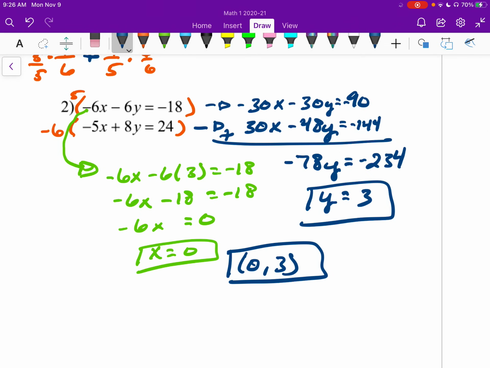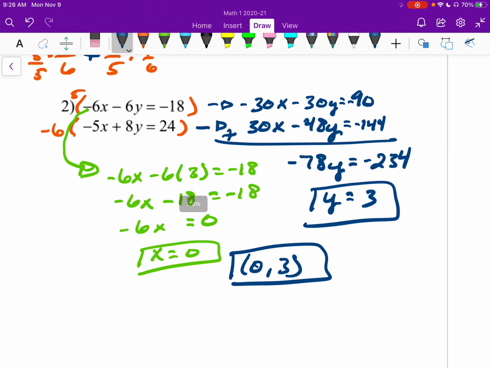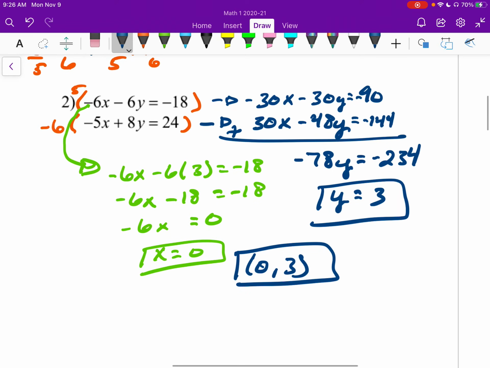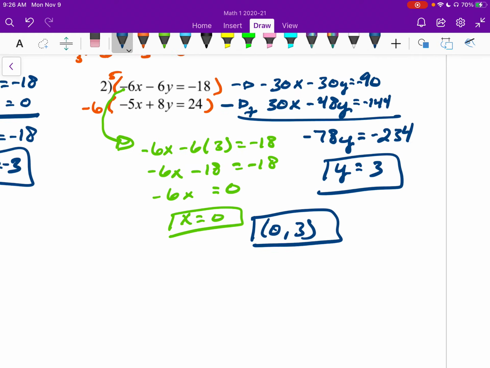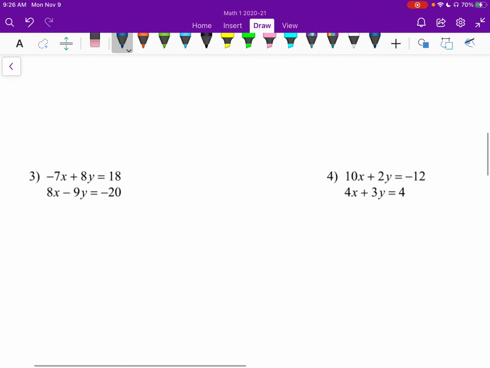All right, that's number 2. Just to review what we did in this problem, we had to start off by multiplying both equations by something. I had my negative 6 on top and my negative 5 in the bottom equation, and I multiplied them by 5 and negative 6 to make them able to cancel. Let's see if number 3 is that hard.